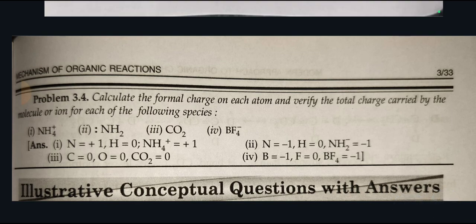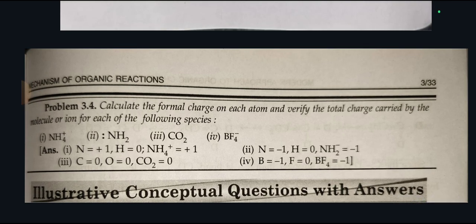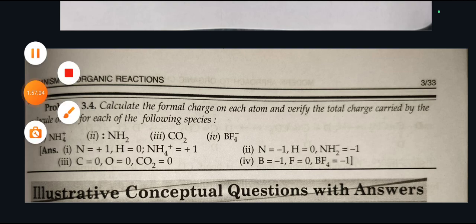Problem 3.4. Calculate the formal charges on each atom and verify the total charge carried by the molecule or ion for each of the following species: first, NH4 positive; second, NH2 negative; third, CO2; fourth, BF4 negative. First, N is equal to plus 1, H is equal to 0, so NH4 positive is equal to plus 1. Second, N is equal to minus 1, H is equal to 0, so NH2 negative is equal to minus 1. Third, C is equal to 0, O is equal to 0, so CO2 is equal to 0. Fourth, B is equal to minus 1, F is equal to 0, so BF4 is equal to minus 1.